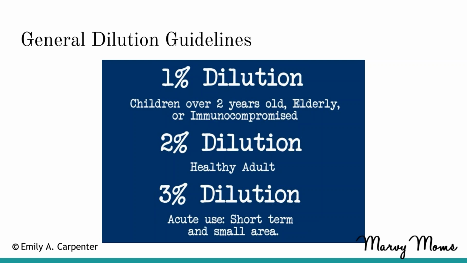So when we're talking about general dilution guidelines, we're talking about the different types of constitutions, but also these are more everyday use sort of things. You might go higher if you're having an acute situation. So 3% dilution would be acute use, short-term and small area. But again, this can be a lot higher or lower based on what the condition is that you're treating, and all the other factors to consider.